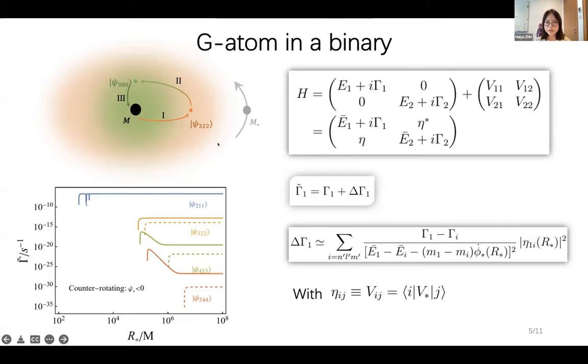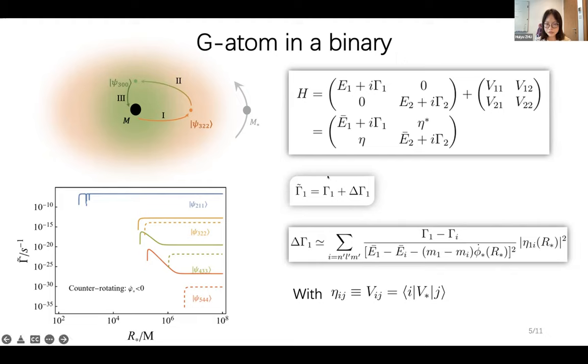Now consider a situation where there is a superradiant state like 3-2-2. If it overlaps with an absorption state like 3-0-0, then the cloud will be generated at 3-2-2, and because of the tidal effect of the binary companion, it turns, maybe not quickly, into an overlap with the 3-0-0 state, and then it will be absorbed by the Kerr black hole. So it effectively changes the superradiance rate of the 3-2-2 state.